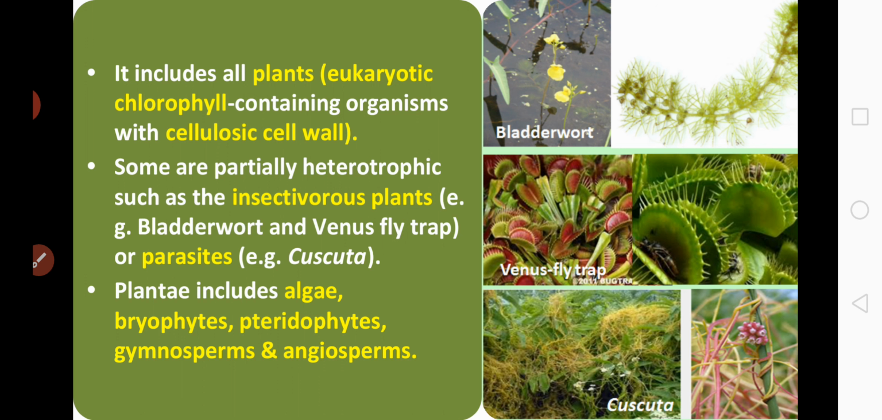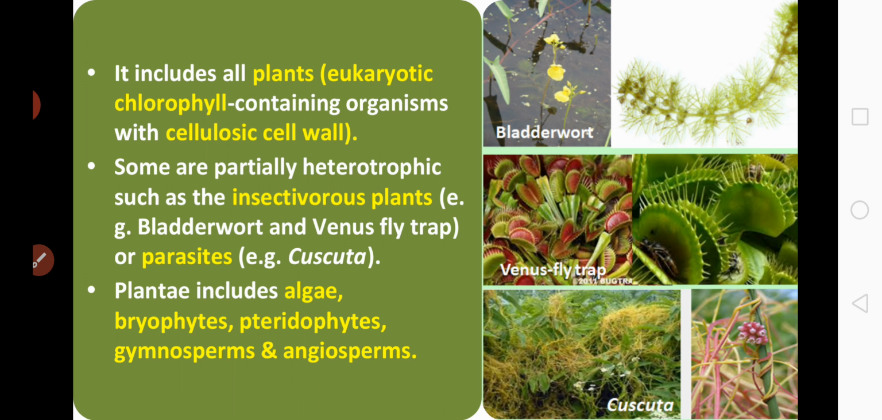And the majority of the plant members possess chlorophyll pigment, and because of the presence of this pigment, the plants are autotrophic in nature. But a few members of kingdom Plantae are partially heterotrophic, such as the insectivorous plants, or they may be parasites. For example, Cuscuta. So the majority of plant members are autotrophic, but very few members may be heterotrophic or parasites.